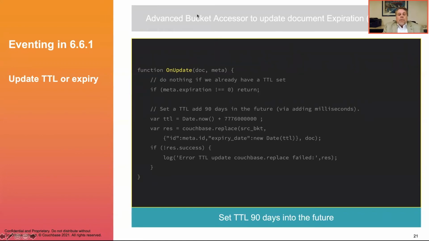Here's an example of TTL and expiry. Every document that is processed, if it doesn't have an expiry set, we'll add 90 days to the current time and we'll set an expiry. Pretty simple function, really easy to do.